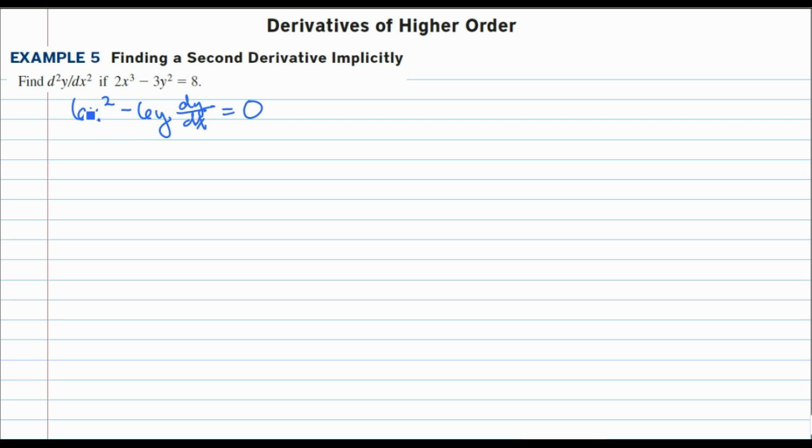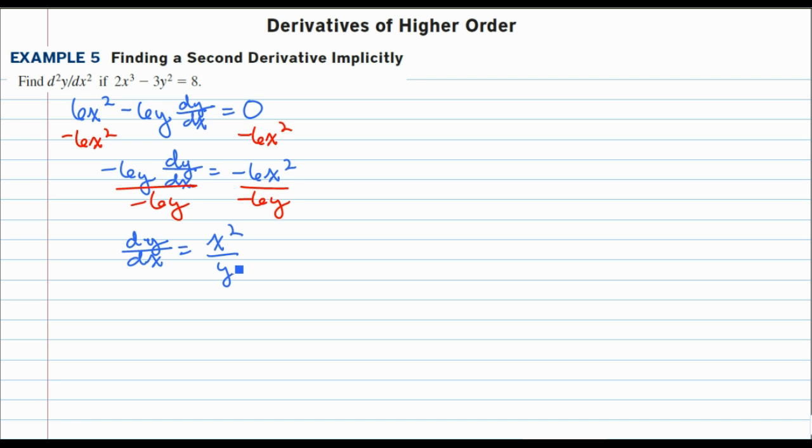And now you can move over this x term and divide by the y term to get dy/dx by itself. And I get that dy/dx equals x squared over y. But that's not what we're being asked for. We're asked for the second derivative. That's going to involve the quotient rule.